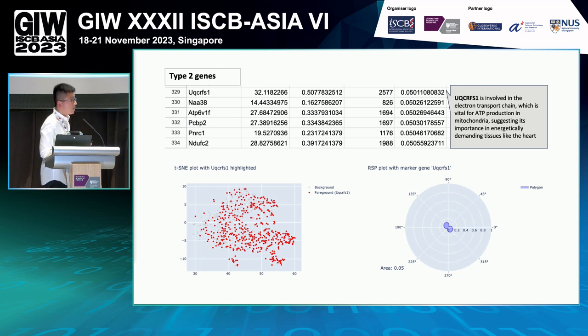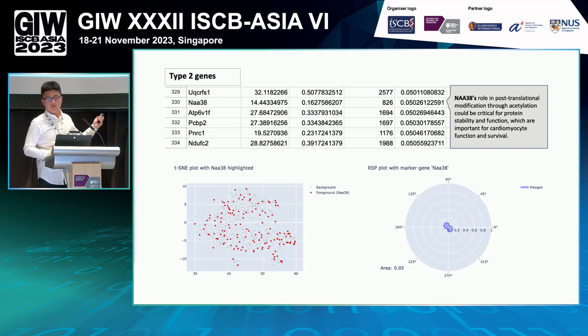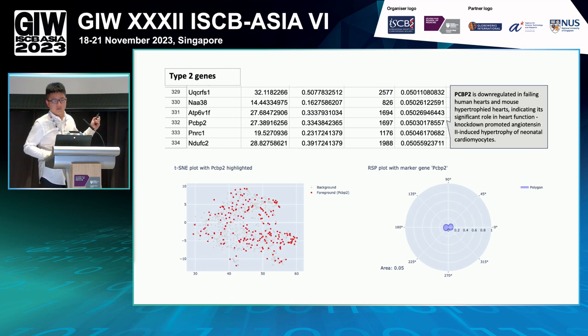Now for type 2 genes, you can really see that RSP has identified multiple genes that have a significant role in the neonatal heart. For example, in a mouse neonatal heart, UQCRFS1 is really important because it handles ATP production in mitochondria, and such as NA38, ATP6V1F, etc. These are all genes that do have relationships with either hearts or neonatal development.